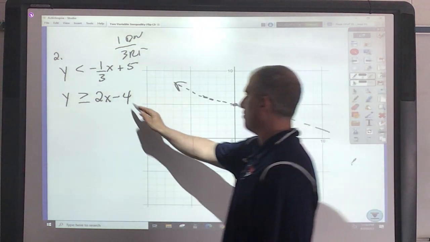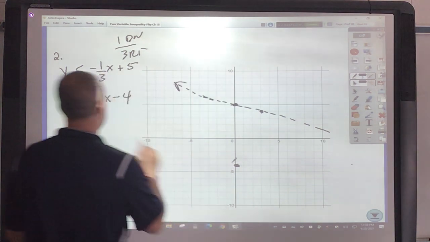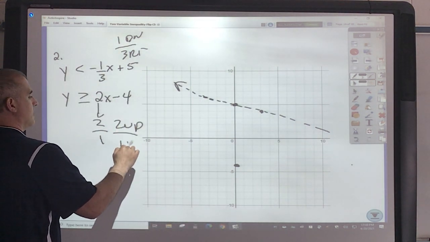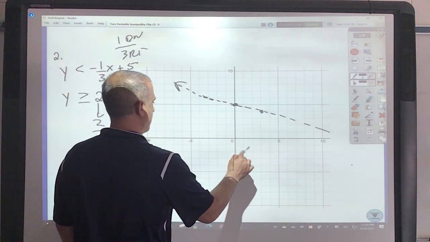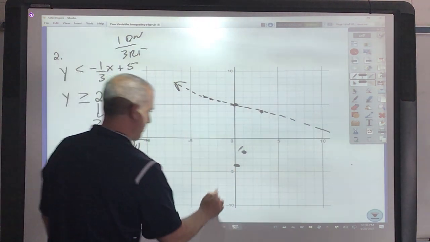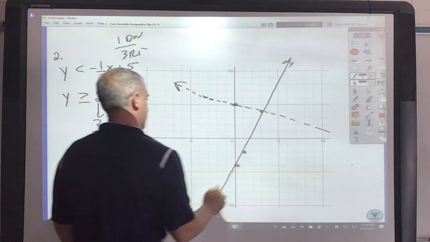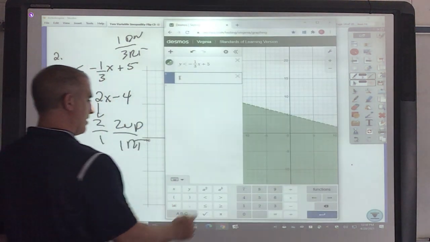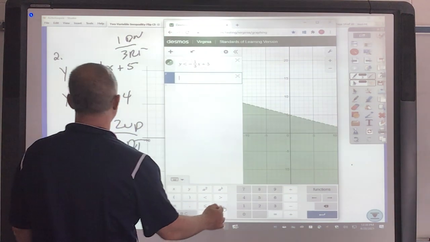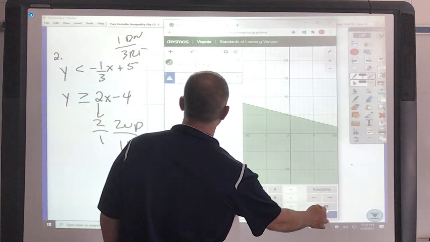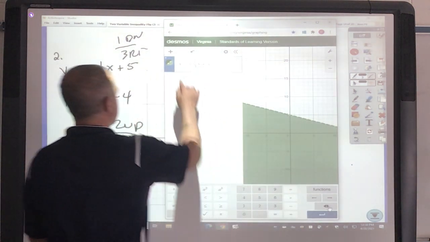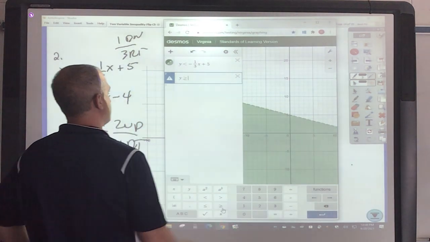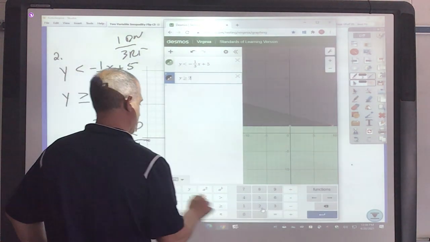Okay, and this one I would go at -4. All right, this is 2 over 1, so 2 up, 1 right. So 2 up, 1 right. It is a solid line. Okay, all right, and so let's put the second one in now. All right, so I got y greater than or equal to 2x minus 4.